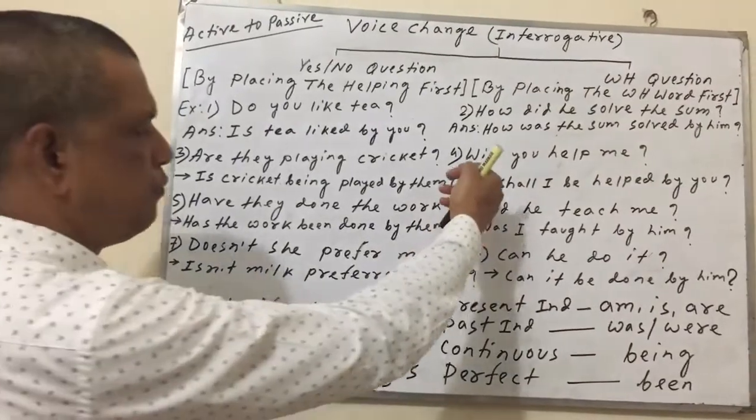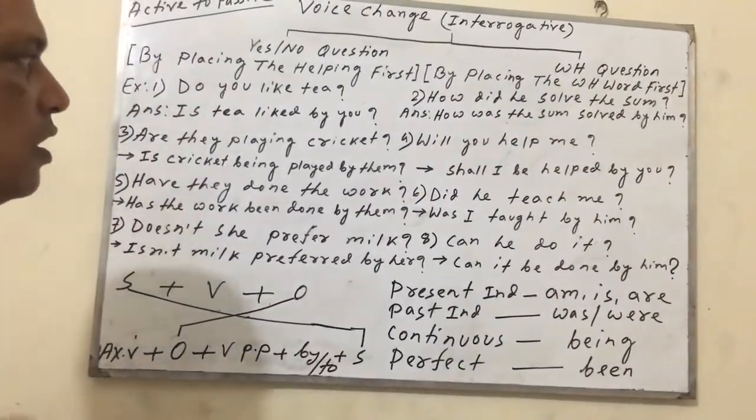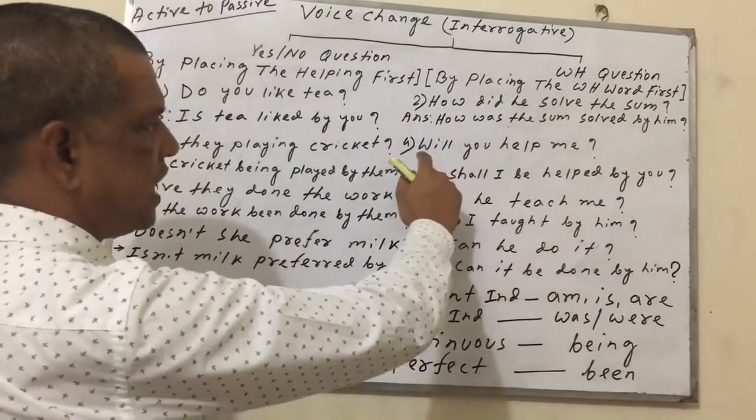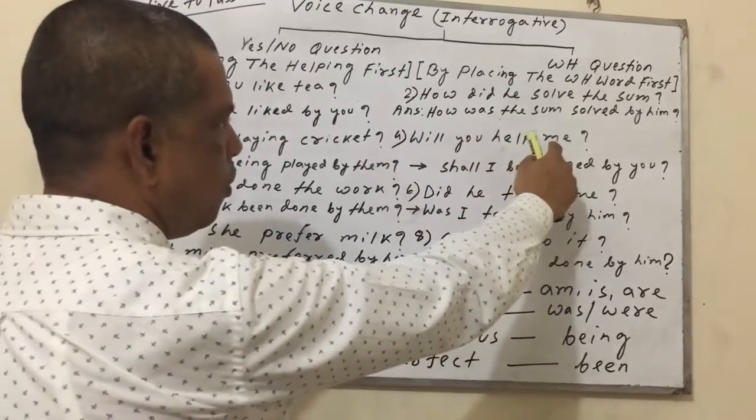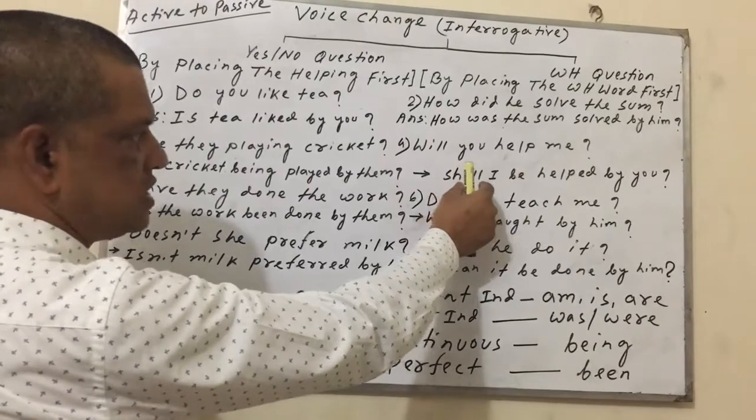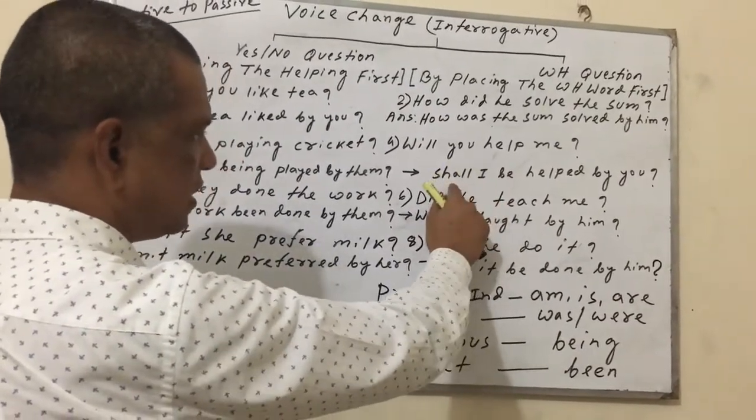Question number 4, will you help me? The future indefinite tense. And here the object is me and the auxiliary verb is shall or will. For first person, you may use the auxiliary verb shall. For this reason, I have also used shall here.